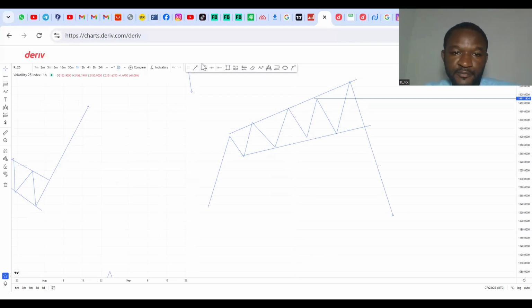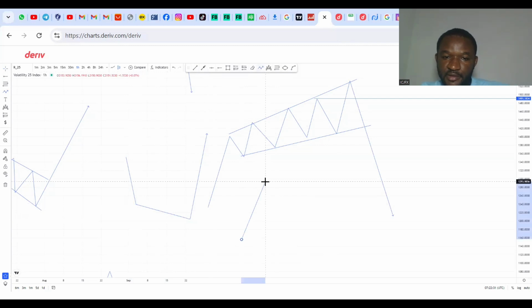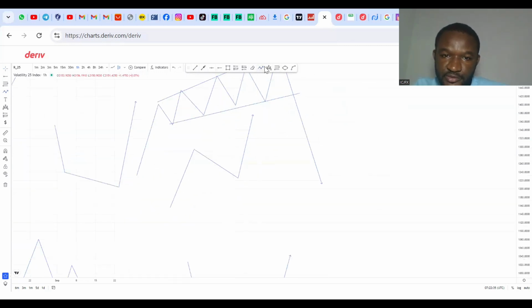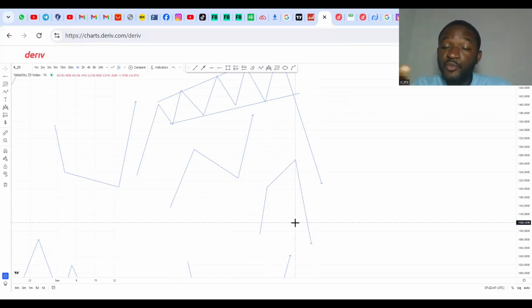Say the impulse is coming from the upside, correction is going towards the downside, the next move is up. If the impulse is coming from the downside, correction is towards the upside, the next move is down. So you just need to know where the impulse is coming from and where the correction is heading towards, so you can be able to tell your next move.